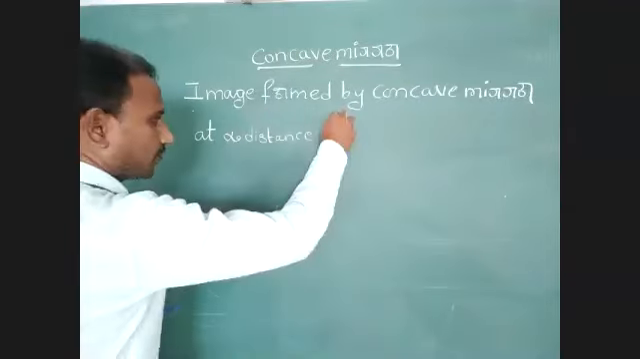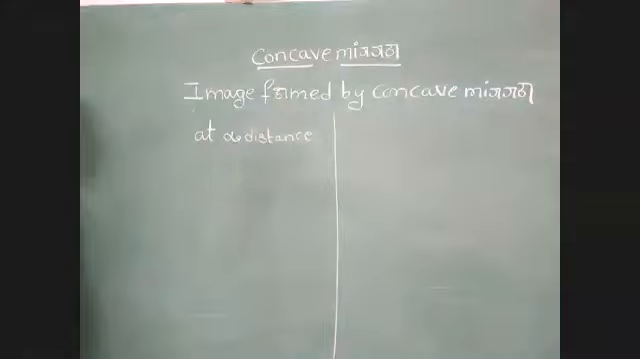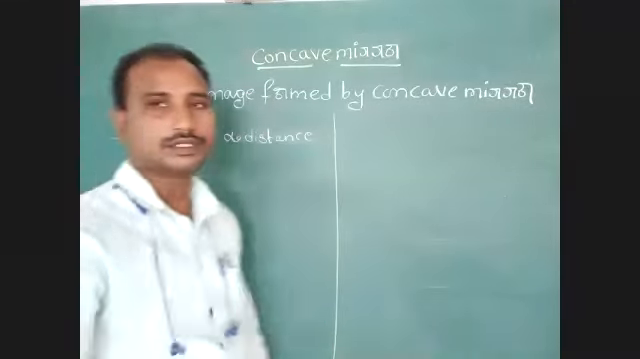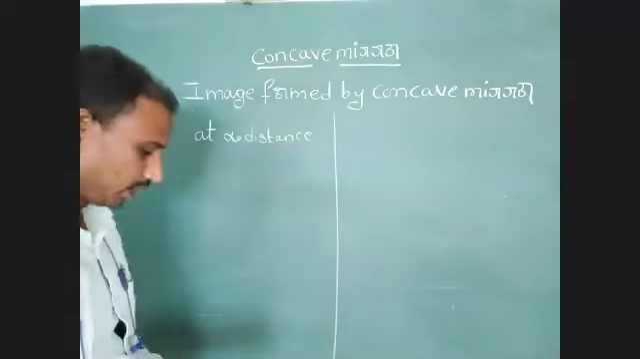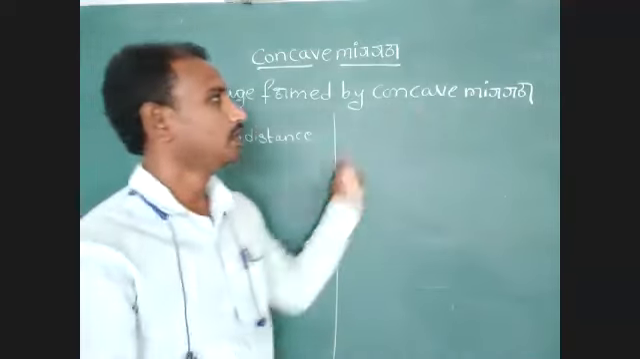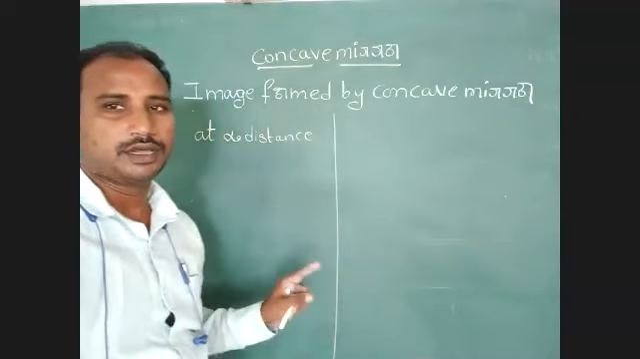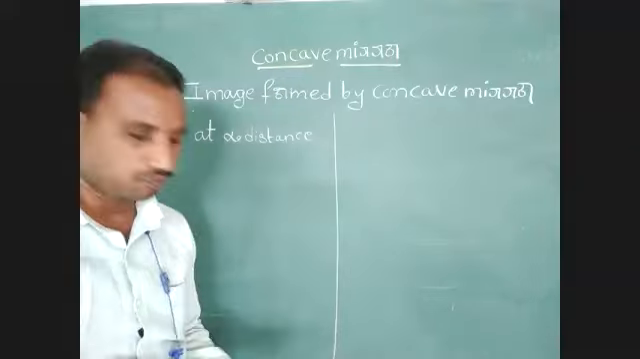Okay, just identify this condition. First, condition 1. If the position of an object we have to consider at infinity distance, then we have to find out at which position the image is formed by the concave mirror.